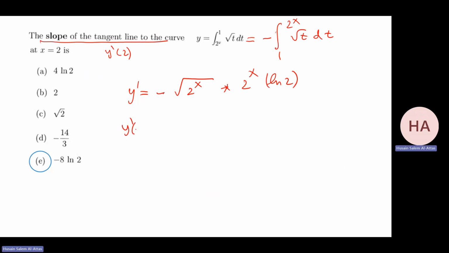Now I need to find y prime at 2. That will be what? Minus, at 2, it will be minus the square root of 4 times 2 to the power 2 times ln 2. That's minus 8 ln 2, which is this.